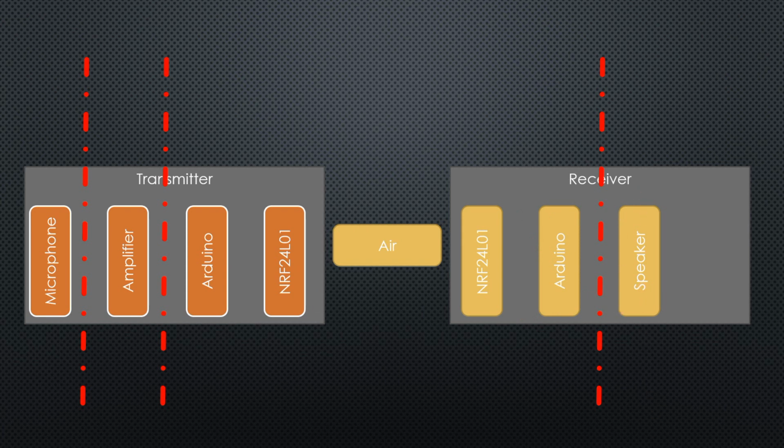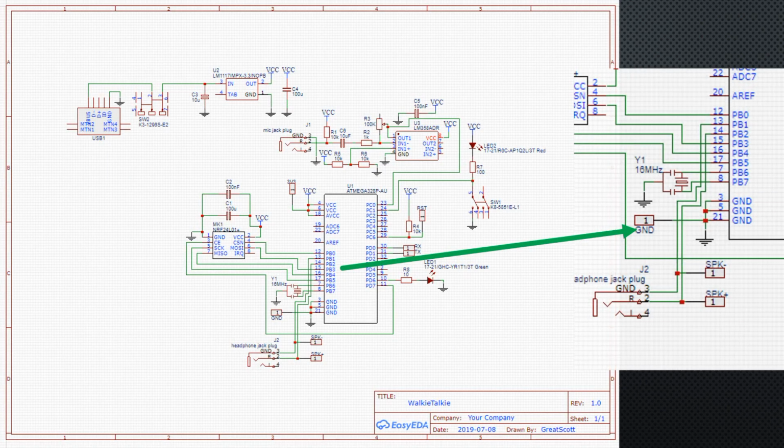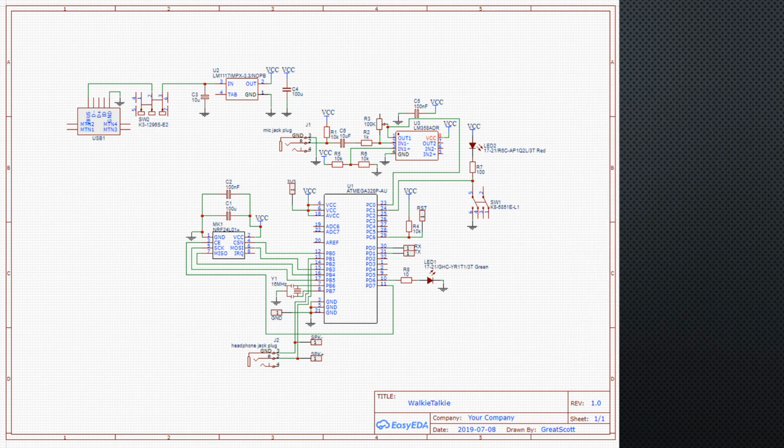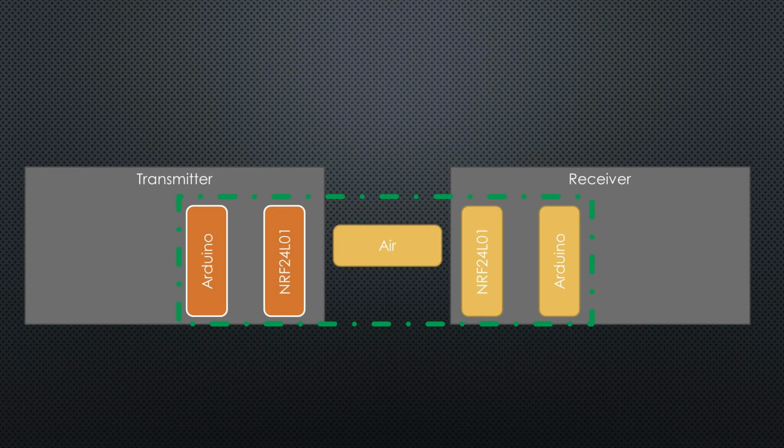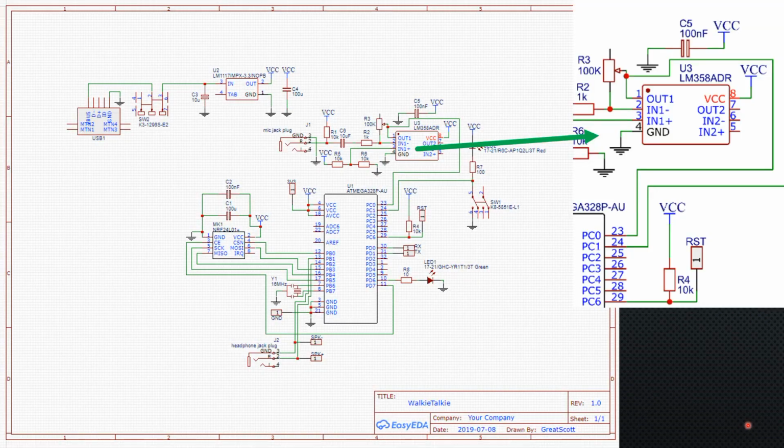By the way, many of GreatScott's viewers suggested that the problem is here. He connected a headphone directly to a digital signal. Were they right? The chance that something is wrong with the amplifier seems to be small. It is a standard op-amp, so I start with the most complex system, the two Arduinos and the two NRF24L01s. How can we do that?